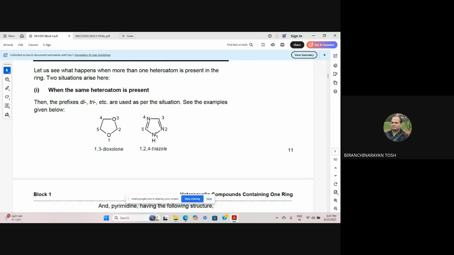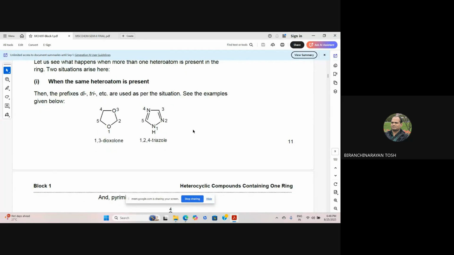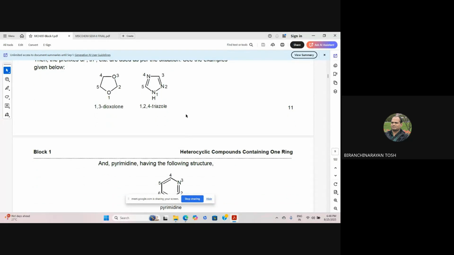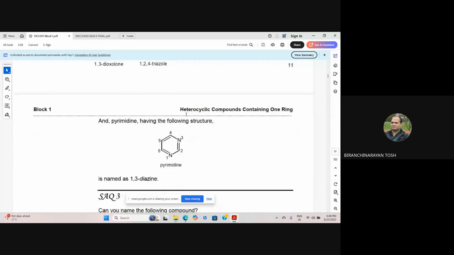Here again a 5-membered ring, so olen should be there, and it is unsaturated, so it will be ole. 3 nitrogens, triazole, and then what are the positions? If we move clockwise, then 1, 2, 3, 4, 5, so 1, 3, 5. But moving in the other direction, 1, 2, 3, 4, 5, so it will be 1, 2, 4. So it will be 1,2,4-triazole. Same as in organic, we are giving the locants to the atoms.